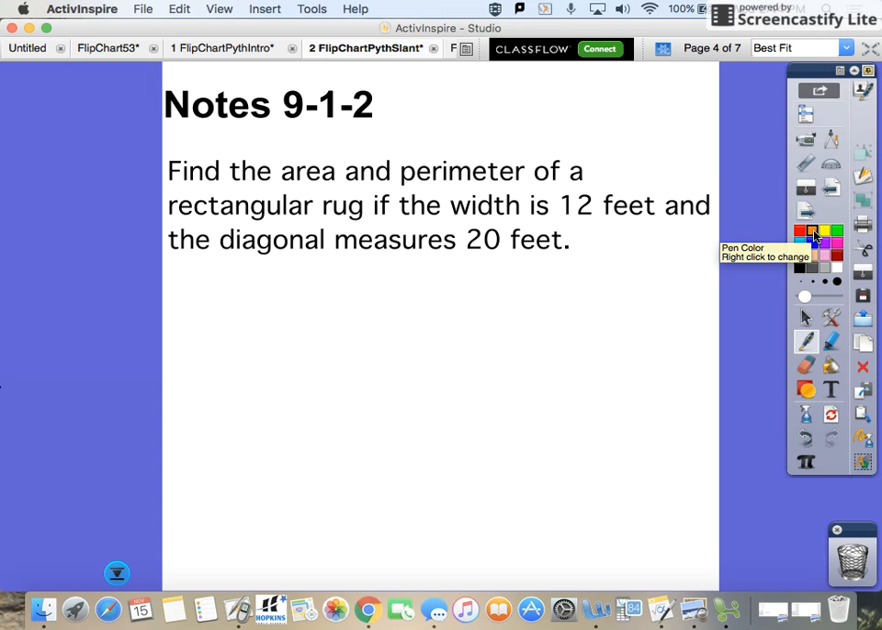It says find the area and perimeter of a rectangular rug if the width is 12 feet and the diagonal measures 20 feet. So first of all, we know we're talking about a rectangle, so I would draw one. Then it says the width is 12. Usually when I think width, I think wide, which is side to side. So I will personally label this 12 just because that's how I visualize it.